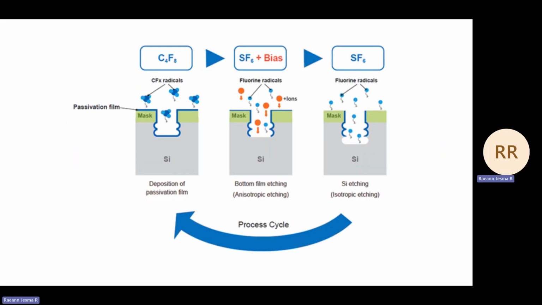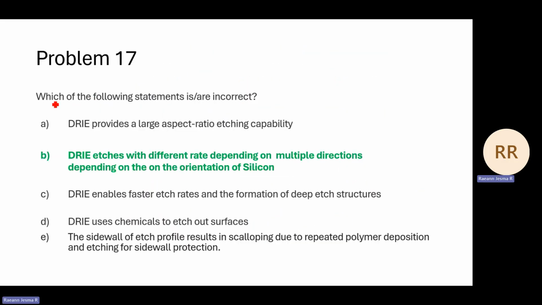So the answer for problem 17 is option B, where we are saying DRIE etches with different rates depending on multiple directions, depending on the orientation of silicon. This is totally wrong for a dry etching process.